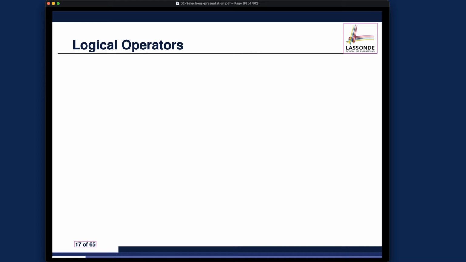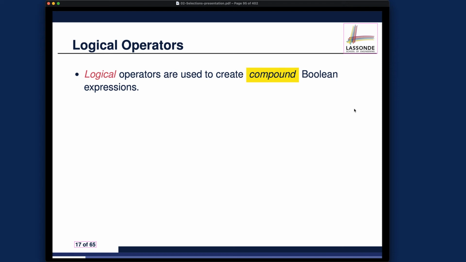But next week, we're going to talk about more advanced usages for the if statement, especially nested if statements. But now, let's do one thing at a time, as usual. Okay, logical operators. So logical operators are used to create compound Boolean expressions. Whenever we talk about compound, it's simply synonymous with complicated or more complex Boolean expressions.